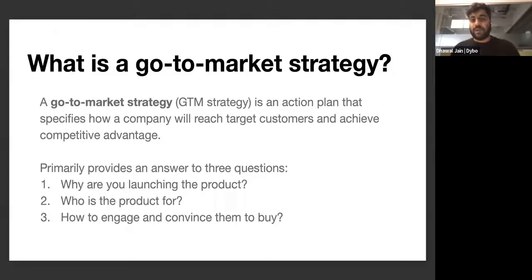Primarily, you have to answer 3 questions. First is, why are you launching this product? Like, what is the problem? Are there any other competitors solving it? Why are those competitors unable to help the customer with their current problems? Then you answer, who is this product for? I mean, out of a huge set of customers who could potentially use it, which are the ones that will say yes to you first? Okay. And the third is, how do you engage with them? How do you reach out to them? And then how do you convince them to buy?